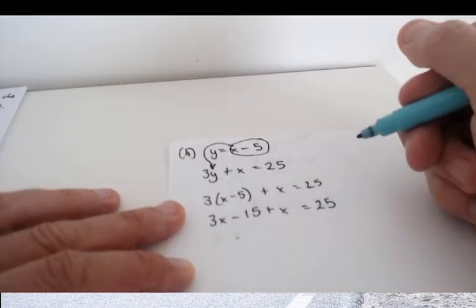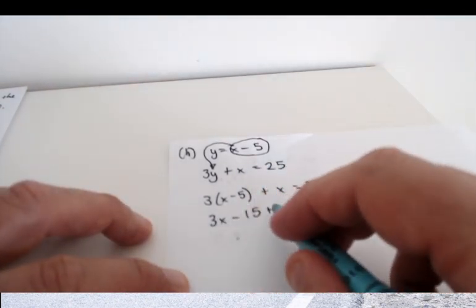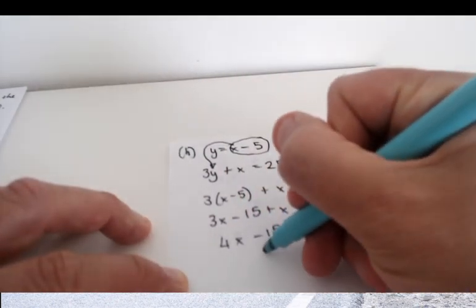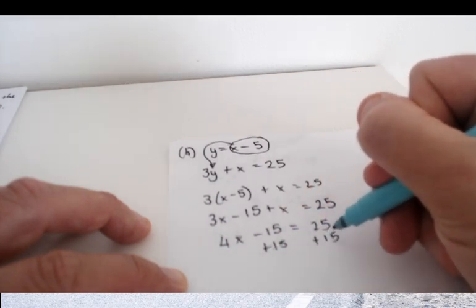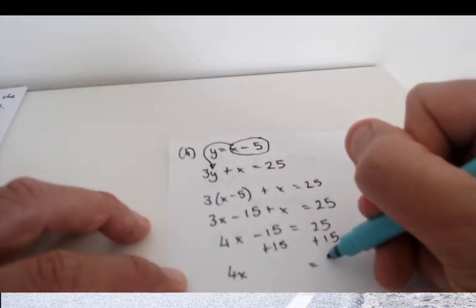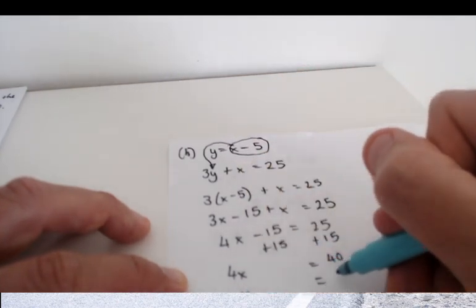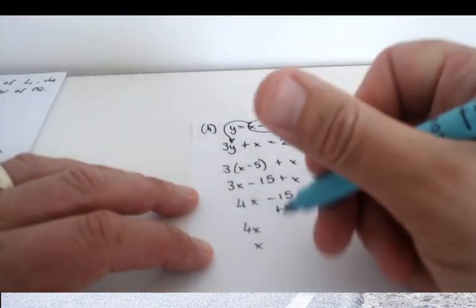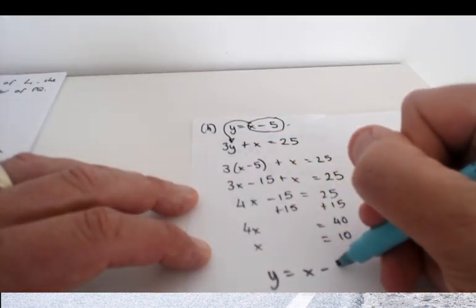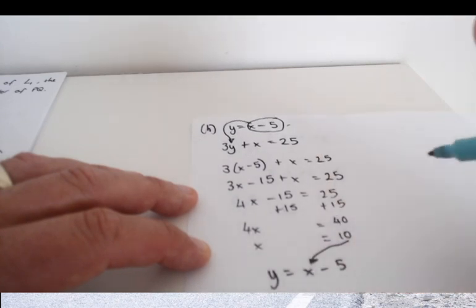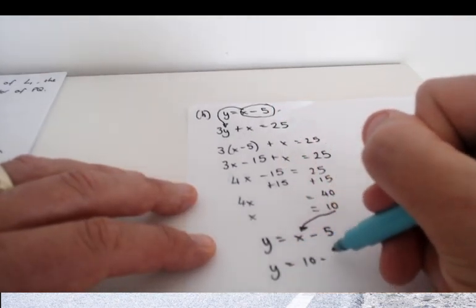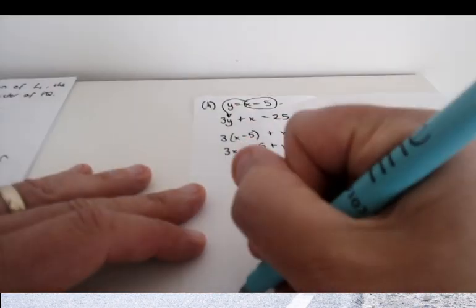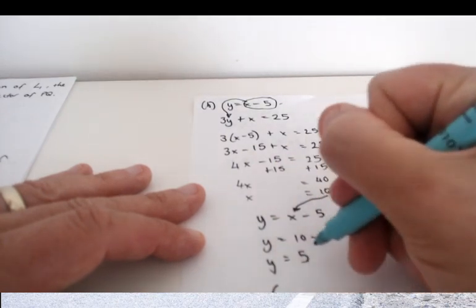I'm left with a simple equation that I just need to solve. I've got 3x add x, so 4x minus 15 equals 25. I will balance this by adding 15 to both sides. 4x will equal 40, so x must equal 10. I have the x coordinate, I want the y coordinate. This equation up here will tell me the y coordinate. Substitute the 10 instead of the x. y equals 10 minus 5, which is 5. So the point of intersection is the point 10, 5.